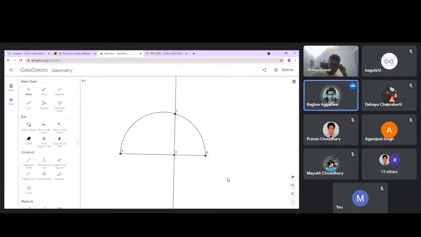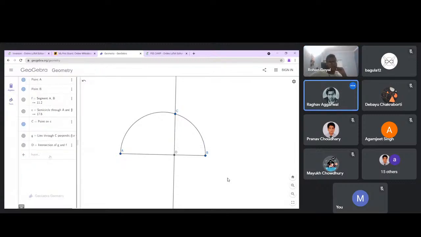Also, which problem are you guys not able to solve this year? INMO. Okay, that geometry one. Yes. You scored 85, right? Yes.